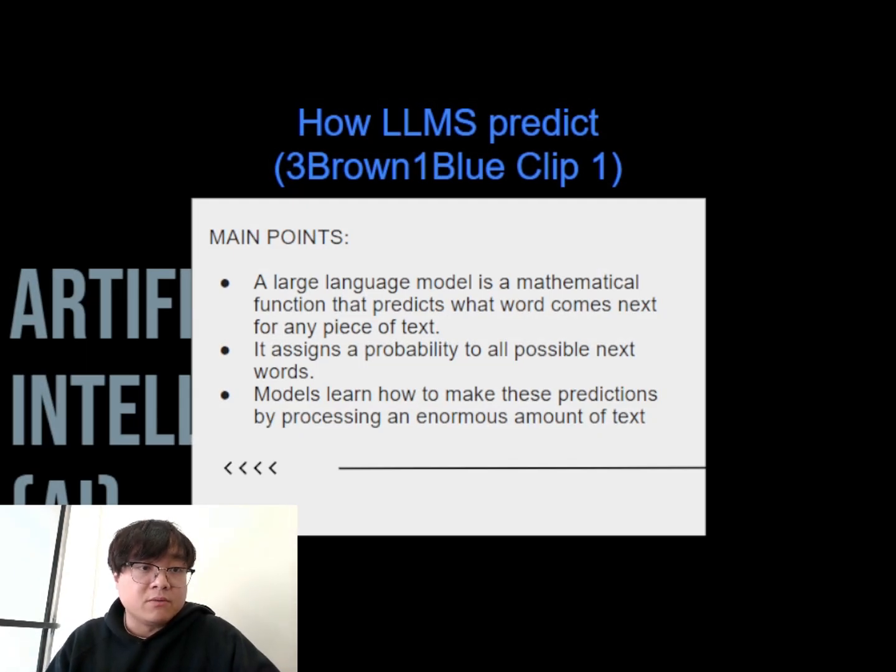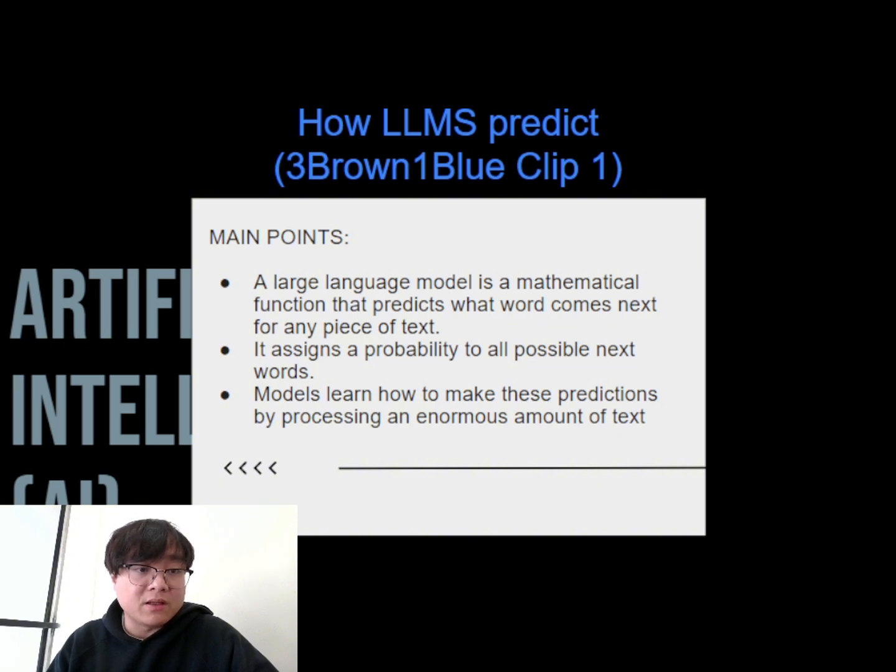A large language model (LLM) functions as a complex mathematical tool that aims to forecast the next word in a sequence of text. Rather than simply guessing, it assigns a probability to each potential word that could follow. Models learn to predict by processing an enormous amount of text. The amount of text used to train these models is massive. To provide some perspective, a human would need to read nonstop for over 2,600 years to match the amount of text used in training GPT.